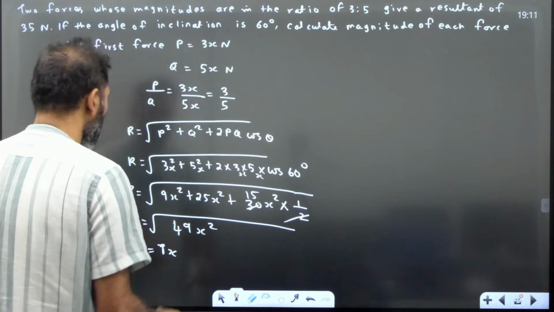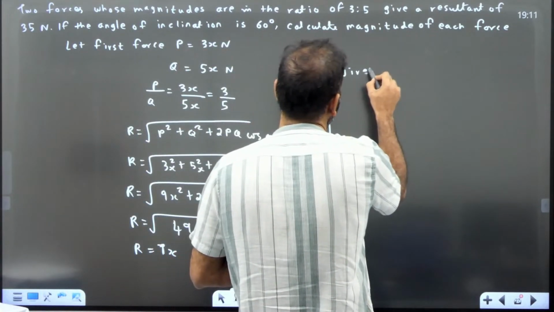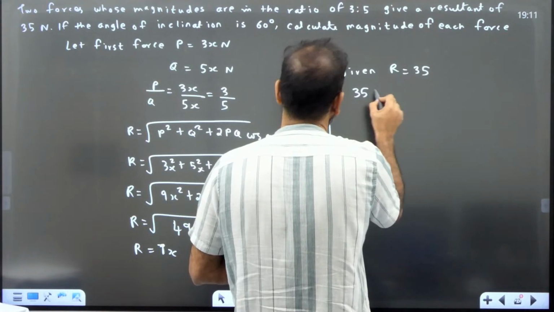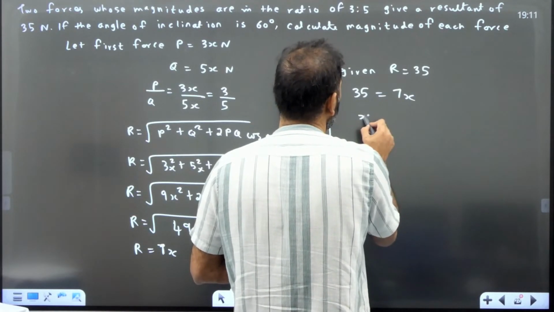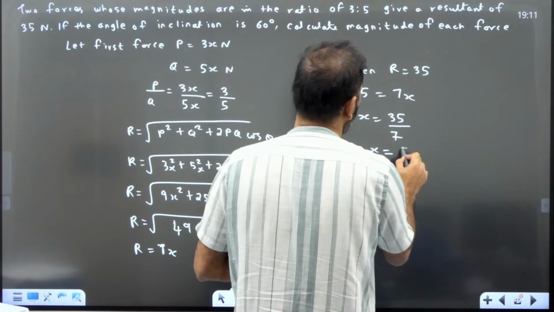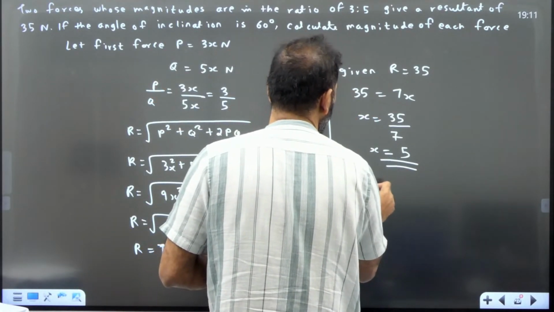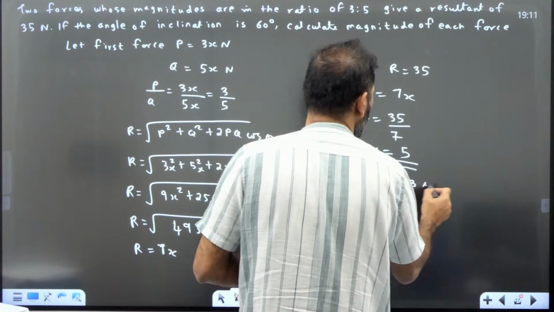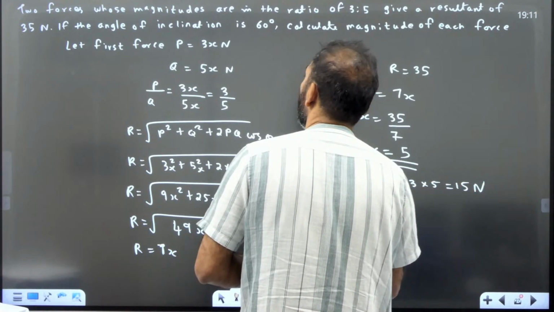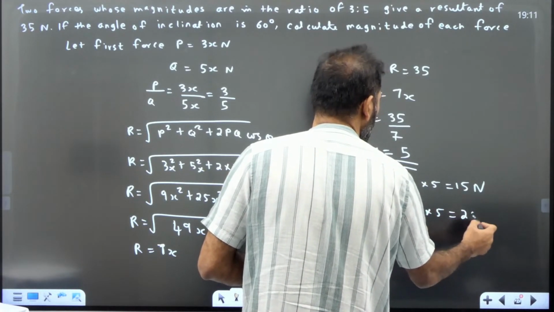The resultant is given, I didn't notice that. The resultant was given as 35. So 35 is equal to 7x, so x equals 35 by 7, which is 5. So what is P? 3x, that is 3 into 5, P is 15 Newton. What is Q? 5x, so 5 into 5, 25 Newton.